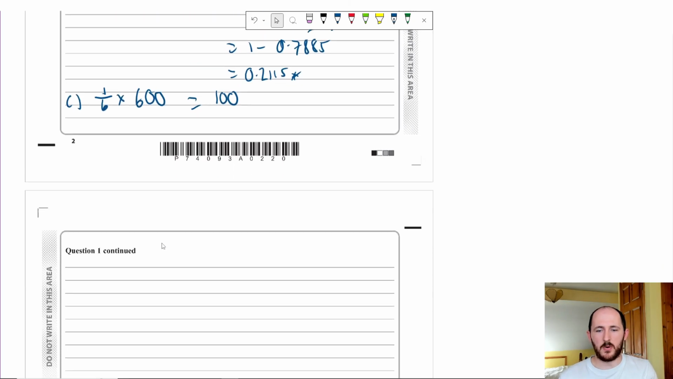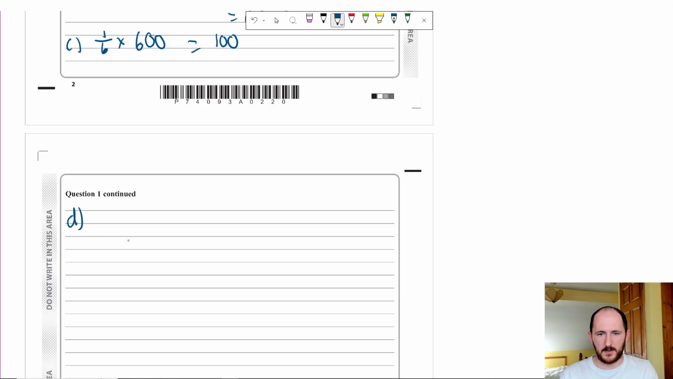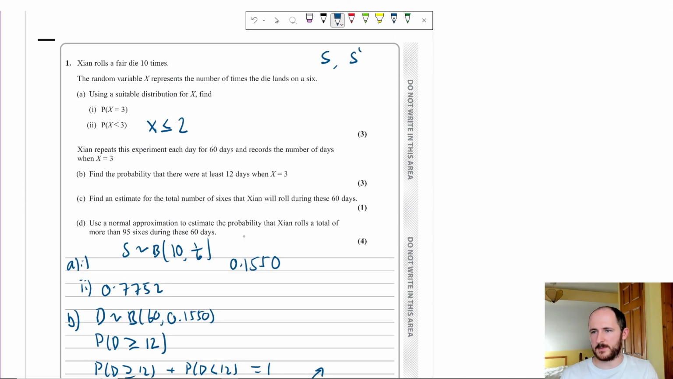For part D, normal approximation. Okay, so in fact, it might actually be easier for me to write the question for part D along the side here, just so we can see the whole question. If only this was an option in your actual exam. Use the normal approximation to estimate the probability that Xian rolls a total of more than 95 sixes during these 60 days. So with the normal approximation, obviously we're going to have to work out a few things.